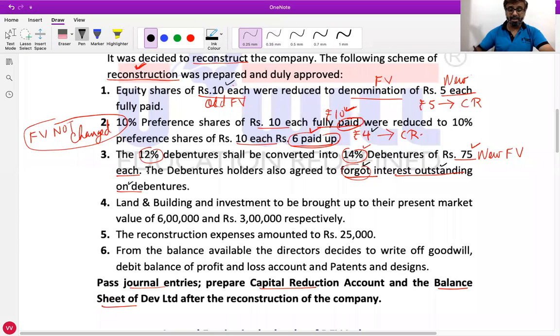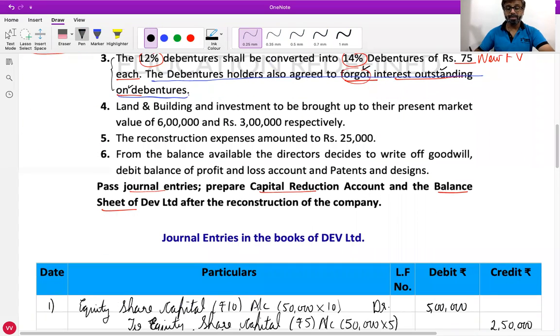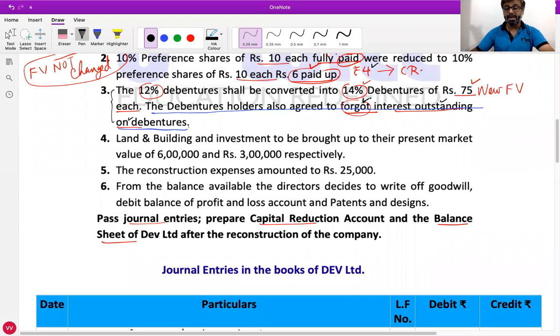Posting we will do after passing one more journal entry because it's in the same transaction. So what will be the entry for this part? The debenture holders agree to forego the interest outstanding on debentures. What will be the entry for this? They have sacrificed interest outstanding on debenture. What will be the entry for this? Devanshi, not able to understand this entry?